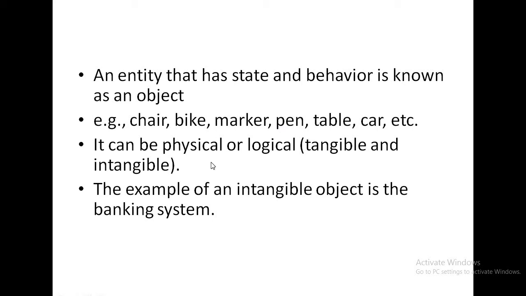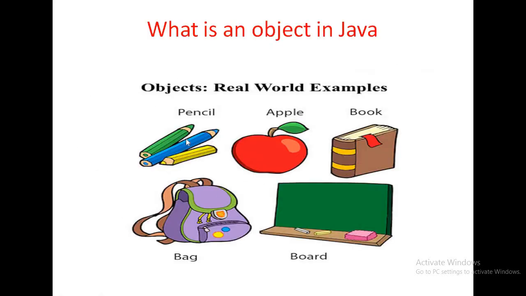And objects can be physical or logical. Physical means tangible and logical means an intangible entity. Tangible means which is touchable. These are the tangible or physical entities: pencil, apple, book, bag, board. These are nothing but my physical entities, meaning these are touchable. Okay.